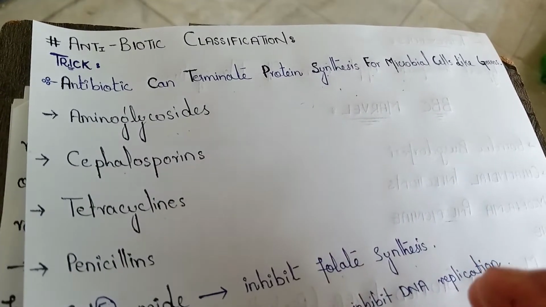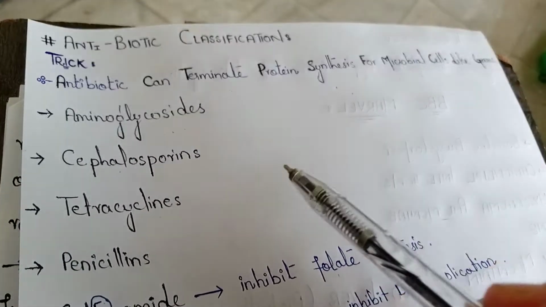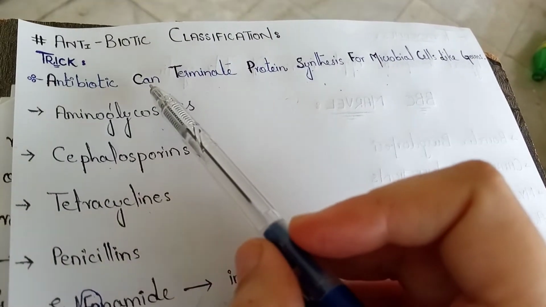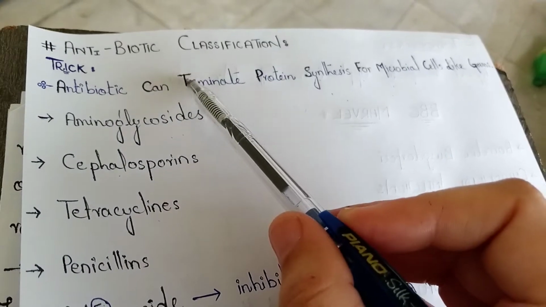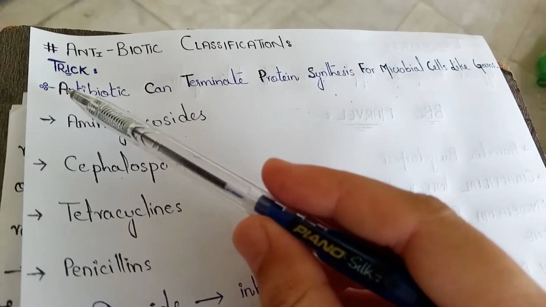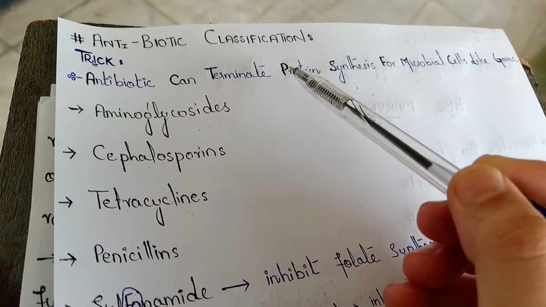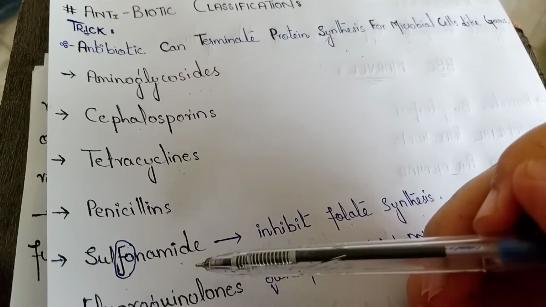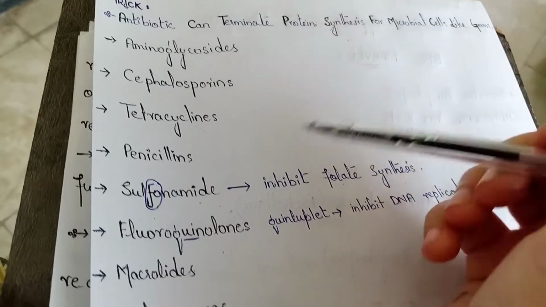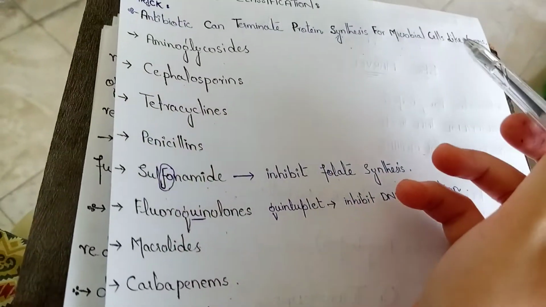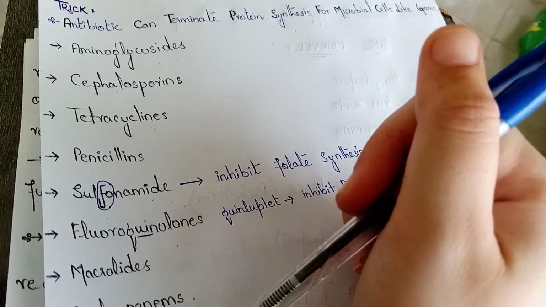For that I have written a single sentence, and from that single sentence I am going to show the names of the drugs. The sentence is: antibiotic can terminate protein synthesis for microbial cells like germs. Now you have to pick the first letter in the sentence. From A, aminoglycosides; from C, cephalosporin; from T, tetracycline; from P, penicillins; from S, sulfonamide; from F, fluoroquinolones; from M, macrolides; from C, carbapenems; from L, lincosamides; from G, glycopeptides. So these all are the antibacterial drugs.